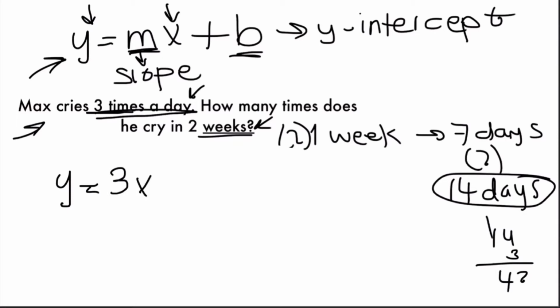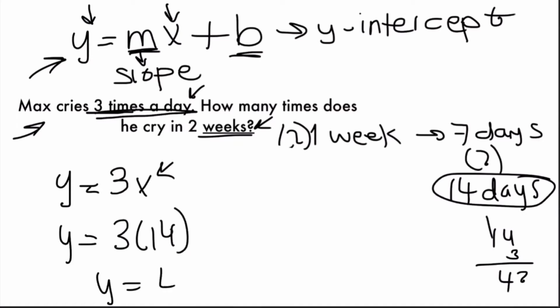And then they asked how many in 2 weeks. As we know, 2 weeks is 14 days. So we just replace x with 14, and y will be equal to 42. That's the amount of times he cries, like we said before. So those are the 2 ways to solve it. It depends on the question which way you want to use, but I said I'll explain both.